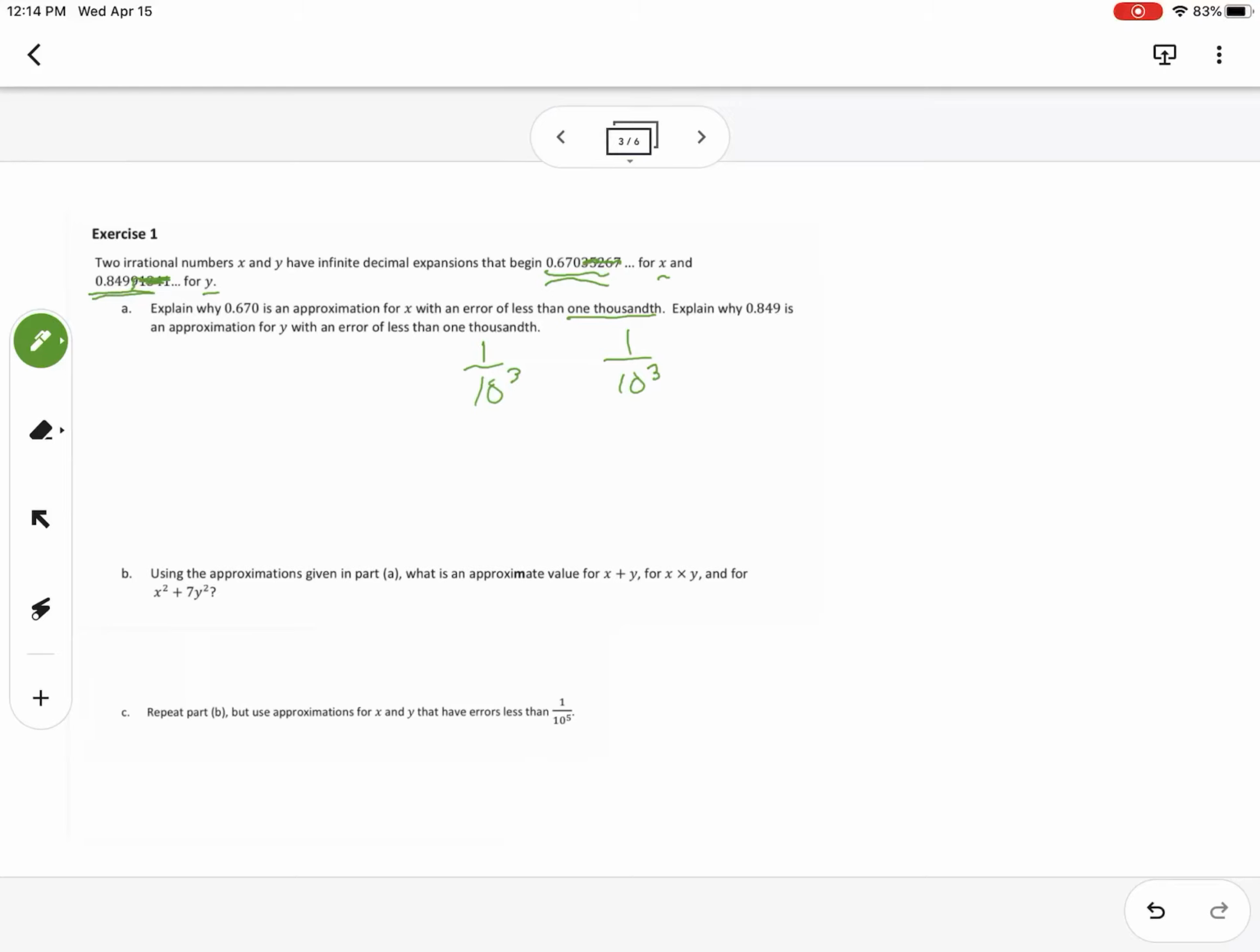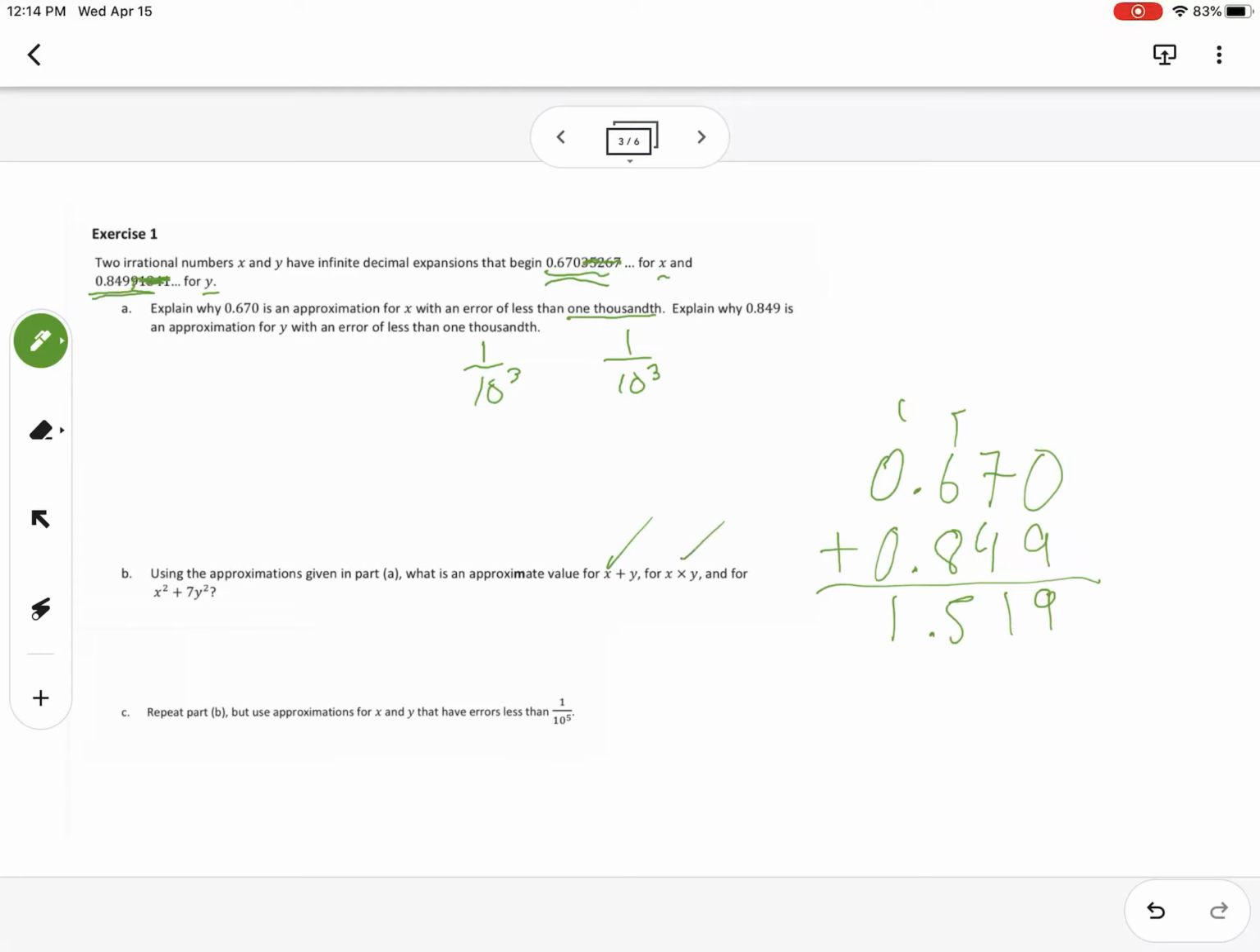So for part B, it's asking us to use those numbers from above that we truncated to solve these questions. The first one says x plus y. So my x number is 0.670, and we're going to add that with the y, which is 0.849. Obviously, feel free to use a calculator. I've already got this set up. 9, 11, 15, carry the 1. So 1.519 should be your answer when you add them. So this one here is done.